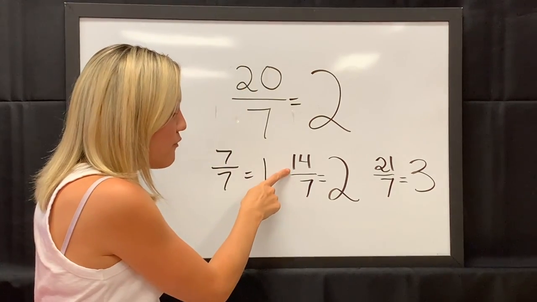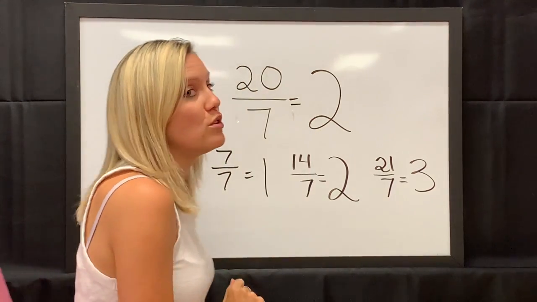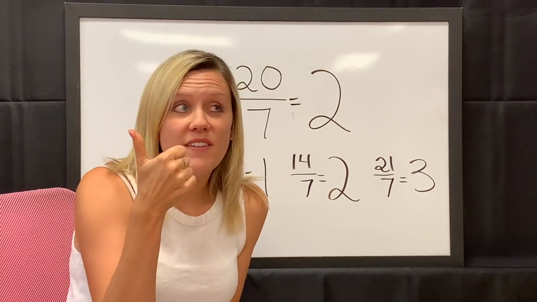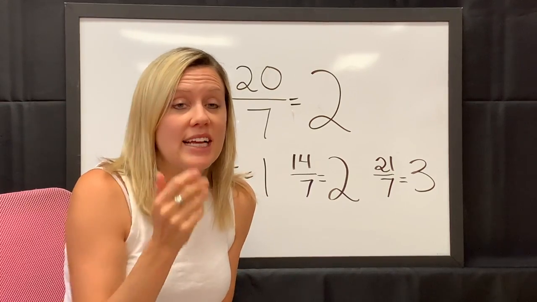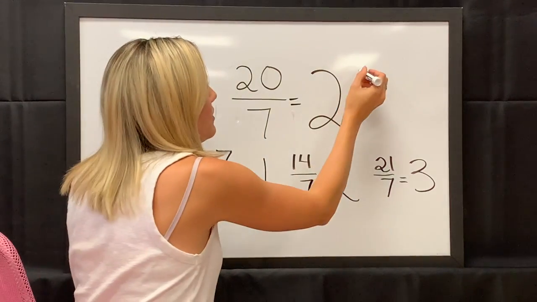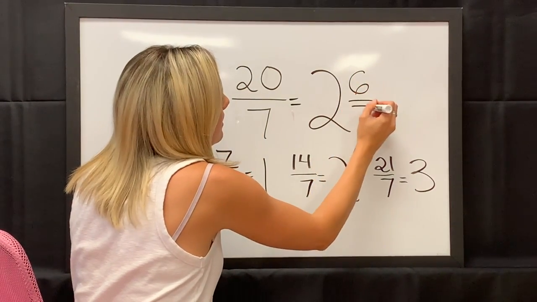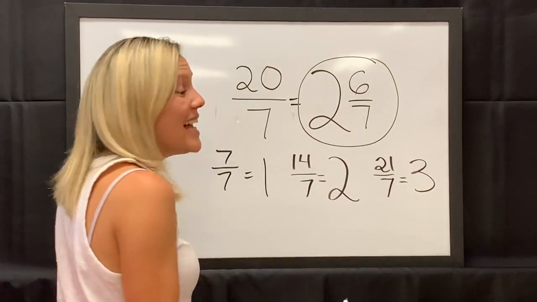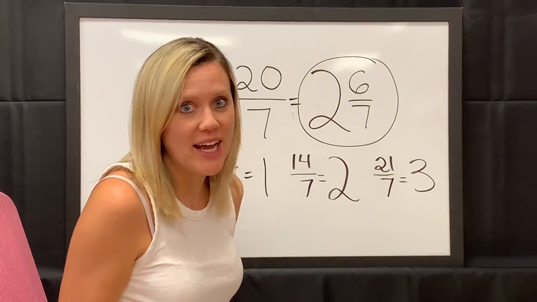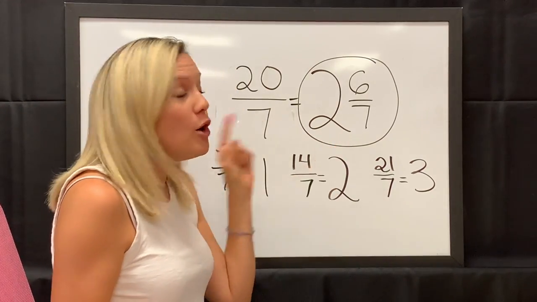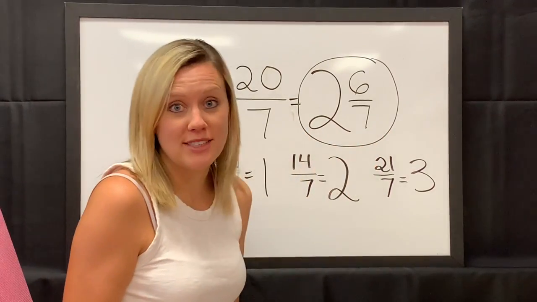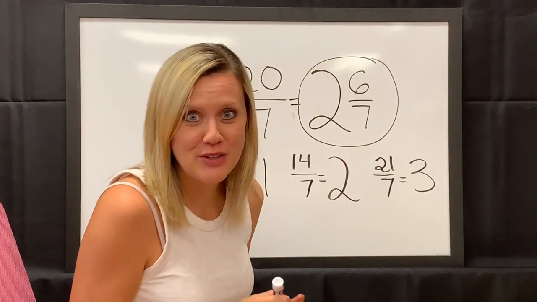So if 14/7 make 2 wholes, and we have 20, we have 14, 15, 16, 17, 18, 19, 20. We have 6/7 left over. So this is going to be written like this, 2 and 6/7. So we know we almost have 3, but not quite. That is our mixed number. We call it a mixed number because it's made up of whole numbers and fractions. It's mixed. Let's do another one.